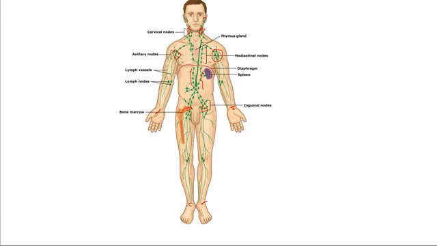Should there be any wound in the arms, an open wound, and pathogens happen to enter through it, these pathogens will be screened out by these lymph nodes under the armpit.